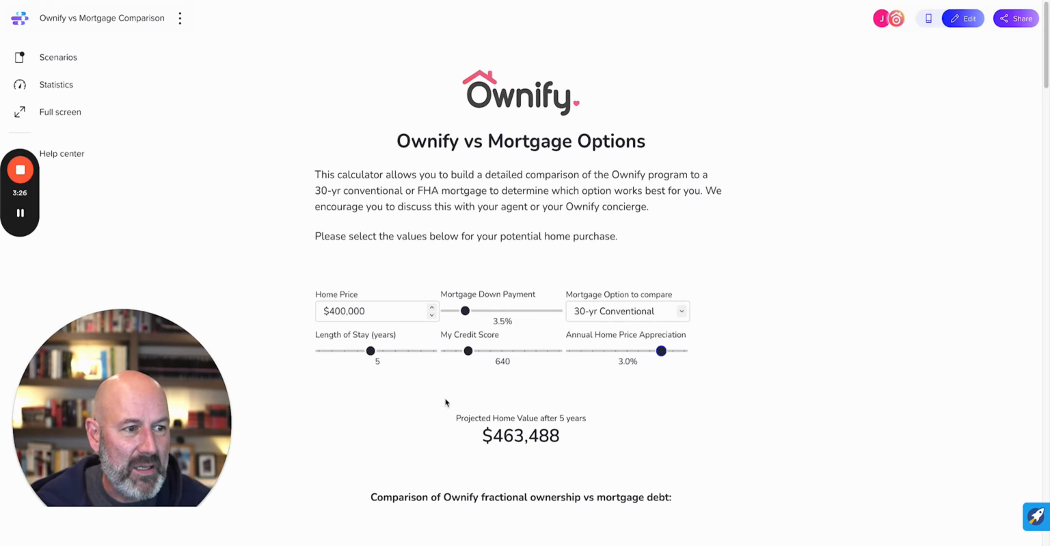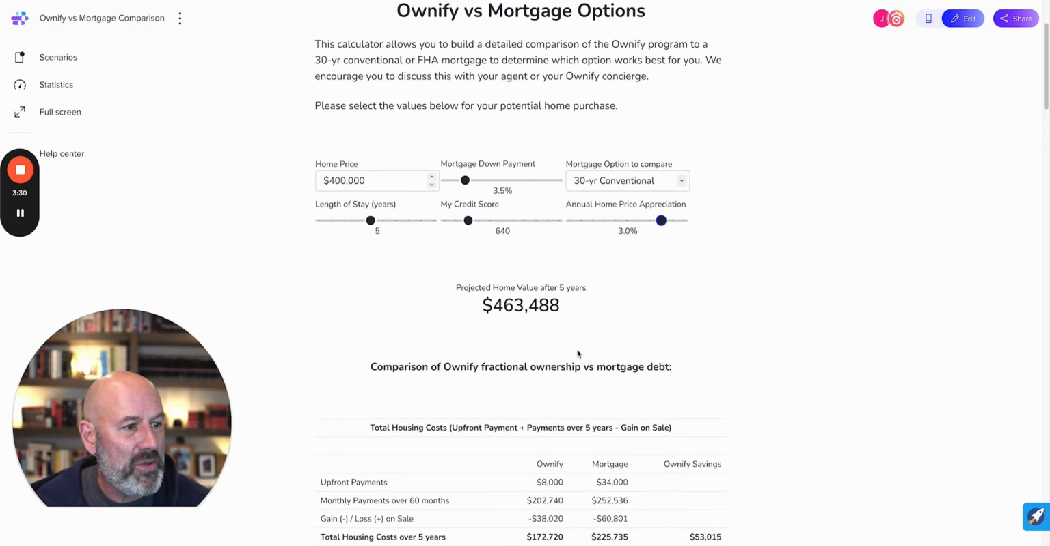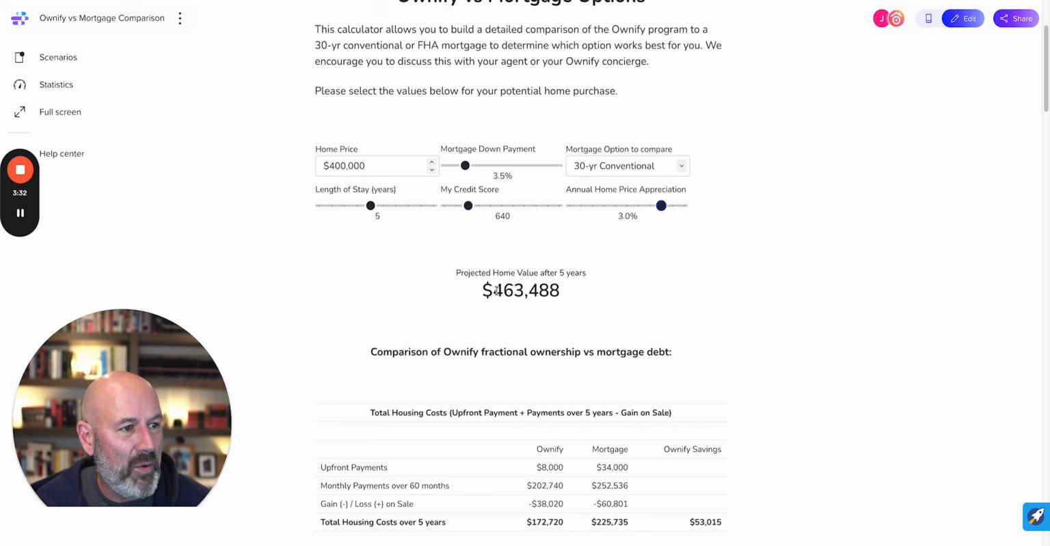That's anyone's guess. All right, so now once you've plugged in all these values, you have effectively this one big number here, which is how much the home is worth in 5 years, if you buy it and live in it for 5 years, whether with Ownify or with a mortgage. And then the next question is, how much does that all cost me? So what's my total housing cost over the next 5 years, or if I move this up or down, it could be longer.